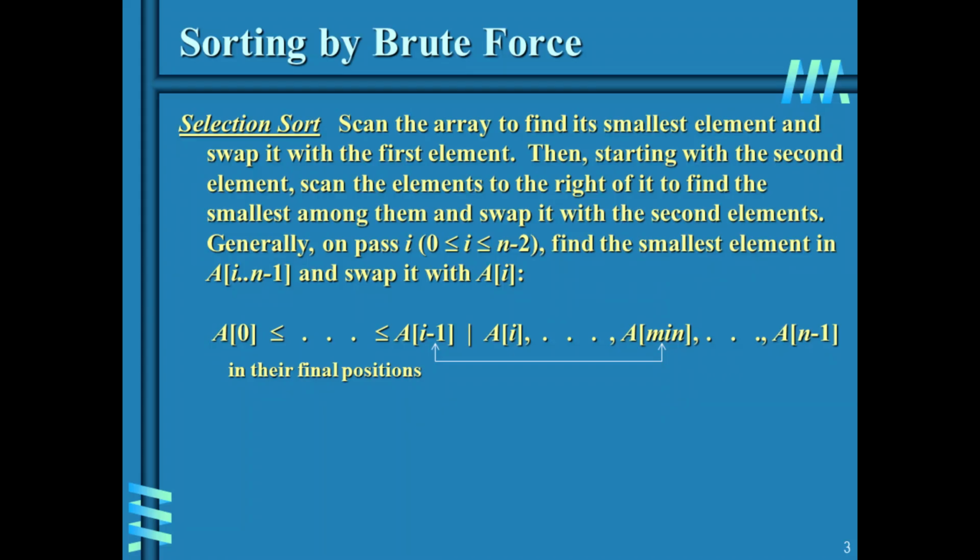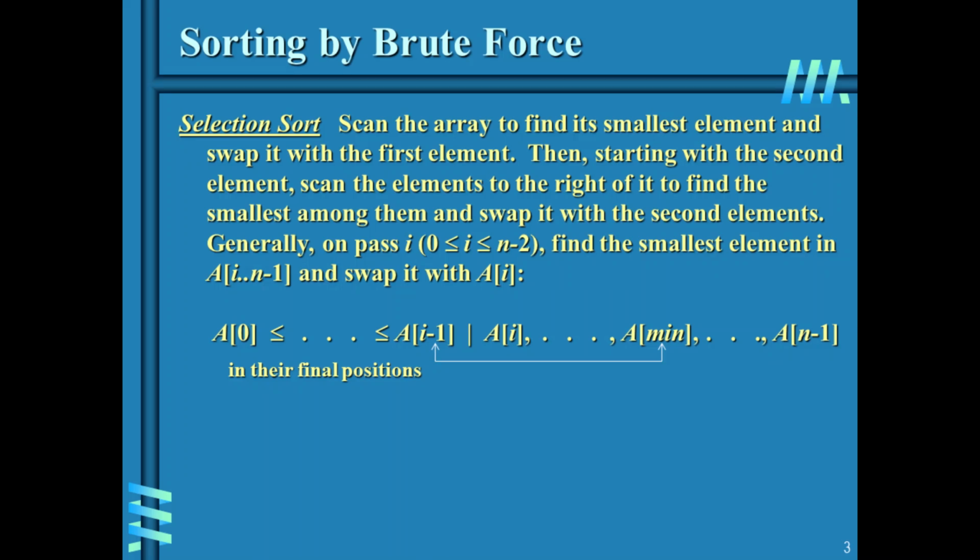Now, let's discuss selection sort, which follows the brute force approach. Selection sort follows a brute force technique, that is, a straightforward approach for sorting a set of elements stored in an array in ascending order. So what is selection sort? Selection sort starts by scanning the array to find its smallest element and swapping it with the first element.